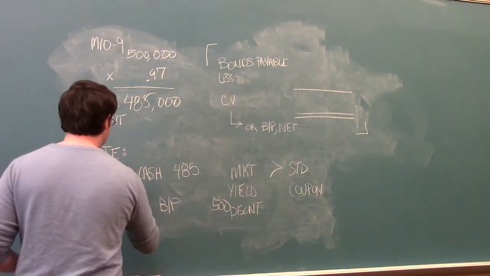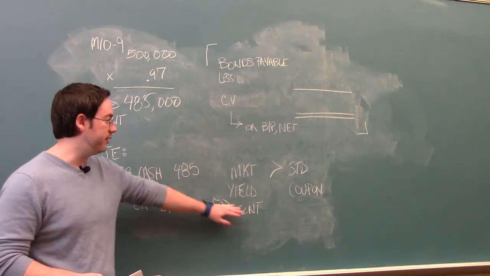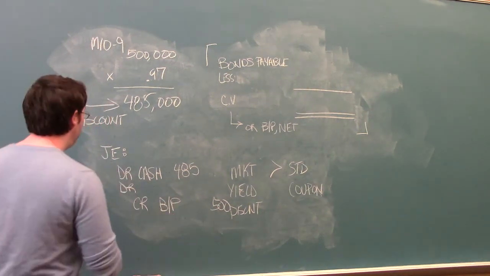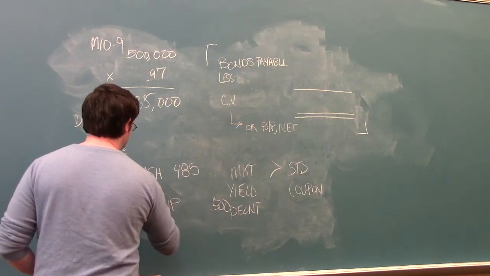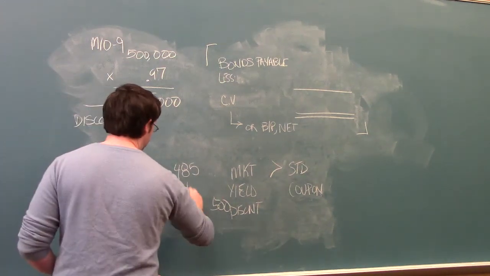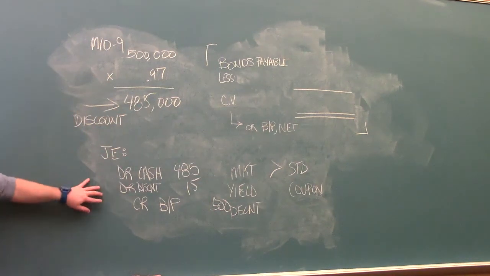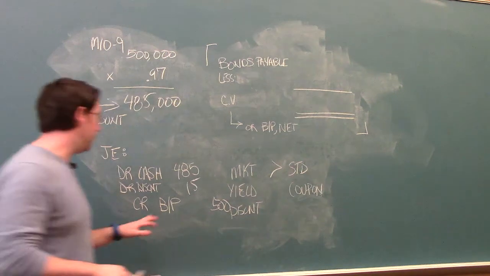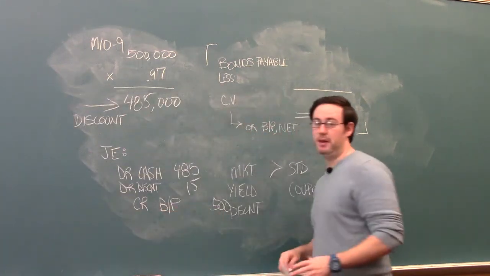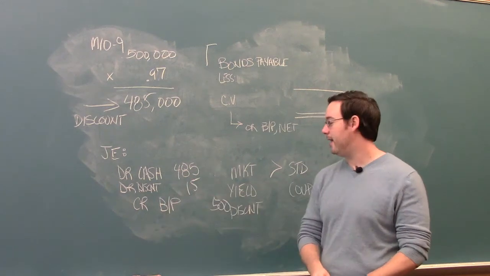We would debit, because these two don't equal. Notice that 485, this side of the journal entry, does not equal the 500 on this side. We would debit what we call discount on bonds, and it's going to be the difference, the 15. This discount is a contra account. Contra to what? Contra to bonds payable. It offsets bonds payable. It's called a contra liability account.